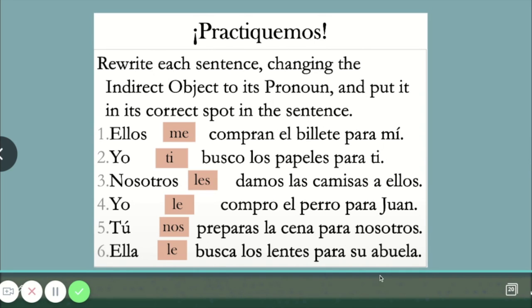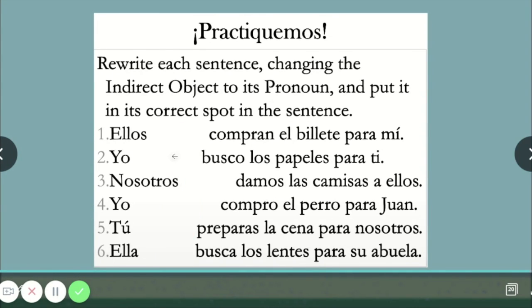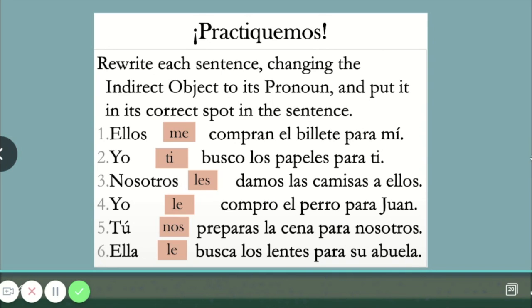So, ellas me compran el billete, right? So we can use me to replace para mí. Oh, this is supposed to say te. Sorry, let me go back and fix that. Okay, this is supposed to be te. Les can replace a ellos. Le can replace Juan. It can also replace su abuela. And para nosotros, tú nos preparas la cena. Para nosotros, we can replace that with nos.